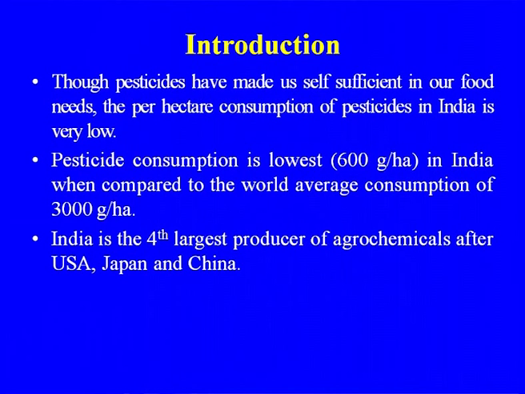Though pesticides have made us self-sufficient in our food needs, the per hectare consumption of pesticide in India is very low. Pesticide consumption is lowest, around 600 gram per hectare in India, compared to the world average consumption of 3000 gram per hectare. India is the fourth largest producer of agrochemicals after the USA, Japan and China.